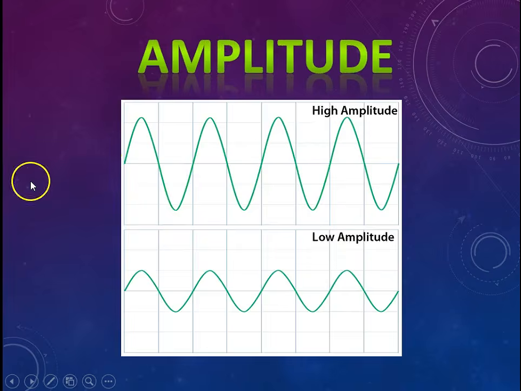We then have the word amplitude. Amplitude is not a word we're going to use very much, but I do want to just briefly mention it. Amplitude is the height of the wave. We see here when we compare these two, this wavelength has a high amplitude because it's really tall, and this one has a low amplitude because it's not very tall. It has to do with the amount of energy that wave carries.